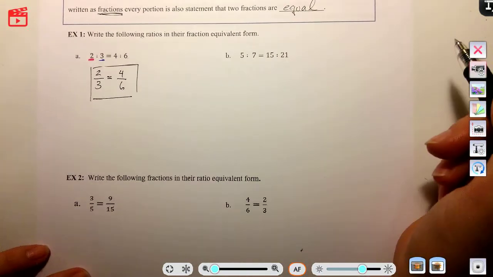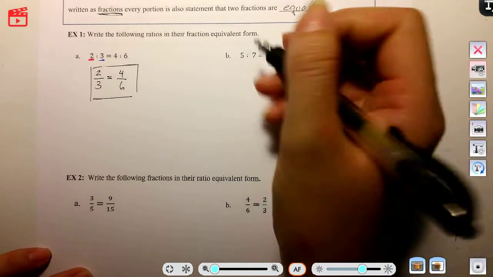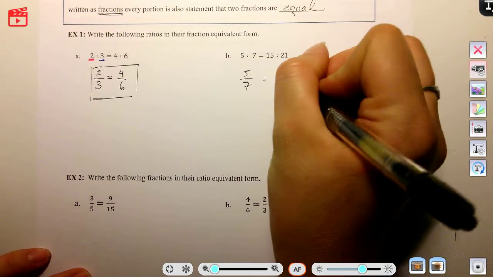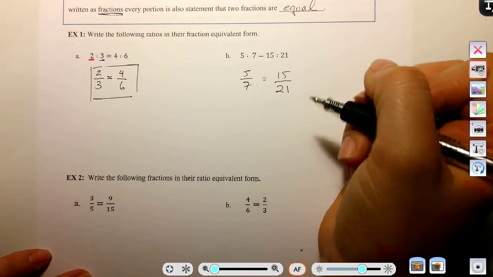Go ahead and try b by yourself and check back with me in a second. That's going to be 5 to 7 equals 15 to 21. And there we go.